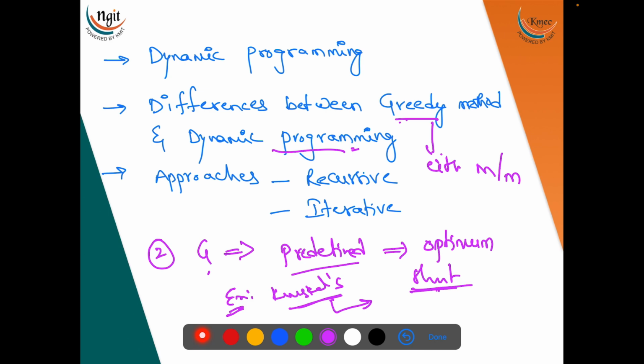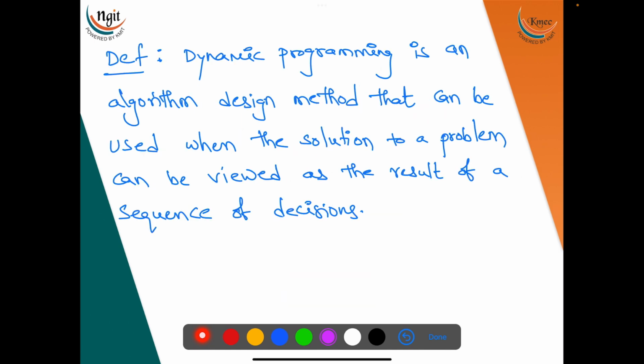Dynamic programming is not like that. In dynamic programming, we try to find all possible solutions, then pick the best solution. This approach is a little time consuming compared to greedy method. For any problem there may be many feasible solutions, so we try to get the best solution out of them from the sequence of decisions.